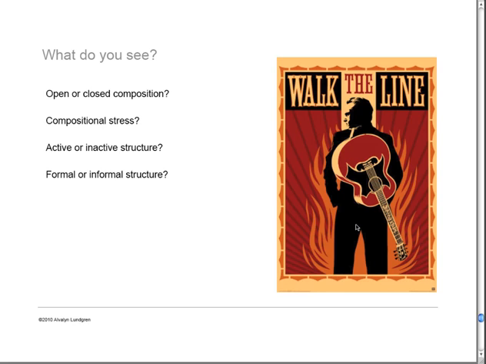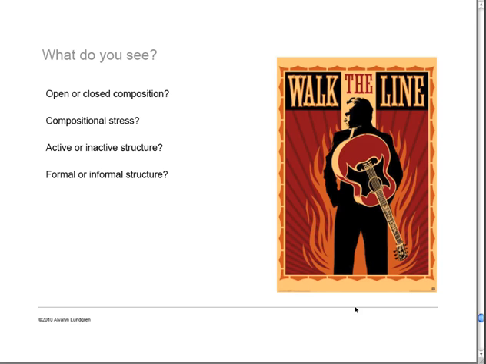Well, it's obviously a closed composition because there's a framing device all the way around the active area. The compositional stress is vertical. The horizontality is not positioned in such a way that it can overtake or be equal to the verticality. So this is vertically stressed. And yes, we do have diagonal and so forth going in here, but the dominant direction is vertical. So this is a vertically stressed composition.